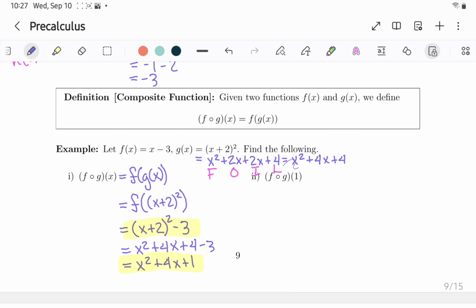All right, so now let's move on to example 2, where we want to find f of g of 1. Since we already know the rule of assignment for f of g of x, we could use that to evaluate f of g of 1 by just plugging in 1 for x into what we found in the previous example. So if we were to do that, it would look like 1 squared plus 4 times 1 and then plus 1, which is equal to 1 plus 4 plus 1, which is equal to 6.